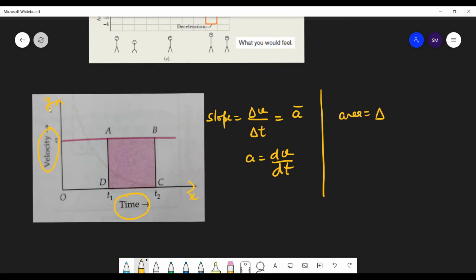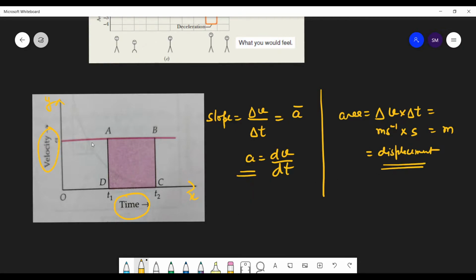Area is obtained by multiplying both the axes. So v into t. What does v into t tell you? Meter per second into second. So that's meter, right? So this area is telling you the displacement if it is a velocity-time graph. Is this clear? So the slope is telling you the acceleration and area is telling you the displacement of this graph.